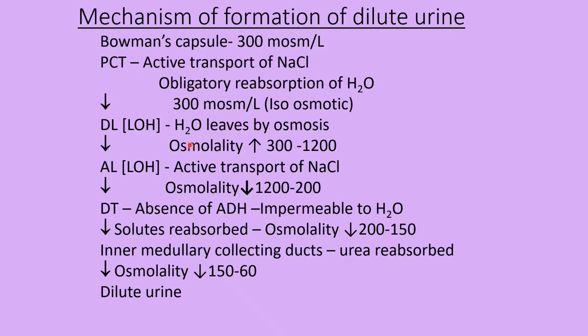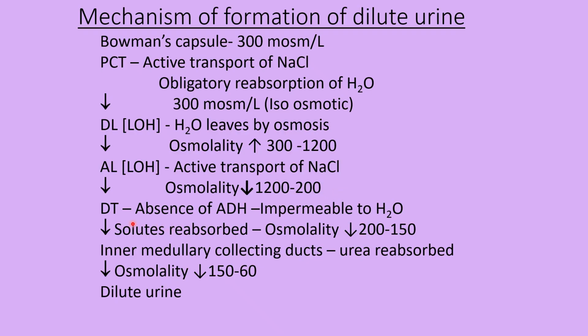The descending limb is only permeable to water. Water leaves by osmosis. It increases osmolarity from 300 to 1200 milliosmol at the tip of the loop of Henle. In the ascending limb of the loop of Henle, active transport of sodium chloride occurs, and osmolarity decreases from 1200 to around 200 milliosmol per liter at the end.